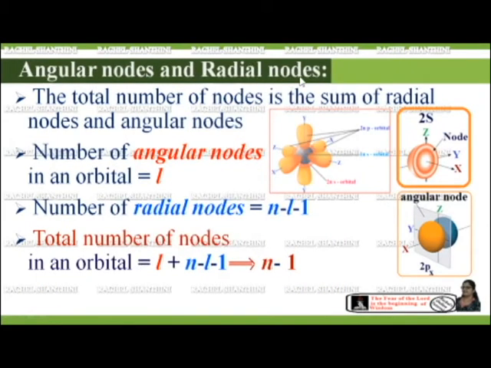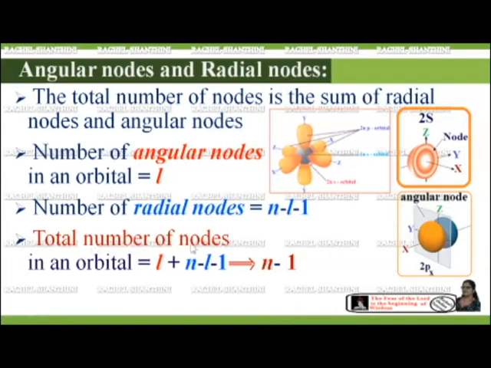Angular nodes and radial nodes. Since there is no angular node in an s orbital, for other orbitals the total number of nodes is the sum of the radial nodes and angular nodes. The number of angular nodes in an orbital is equal to the azimuthal quantum number L. The number of radial nodes is given by the expression n minus L minus 1, where n is the principal quantum number and L is the azimuthal quantum number.